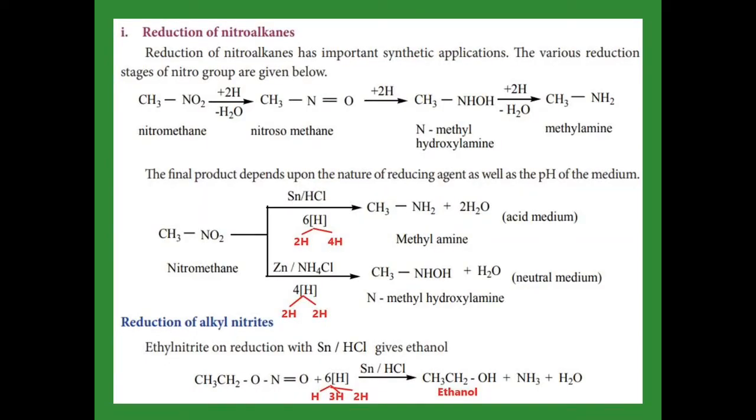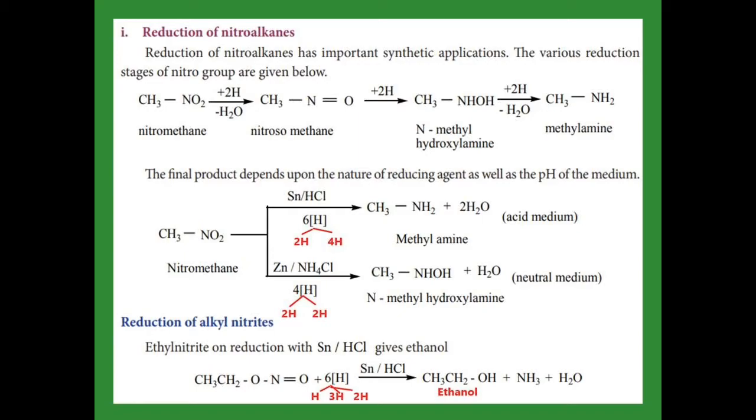In this slide, we are going to see the chemical properties of nitroalkane. First one, reduction of nitroalkane. What is reduction? Removal of oxygen and addition of hydrogen. See the example, nitromethane. First of all, here we are going to add hydrogen, but the hydrogen takes away one oxygen, so that 1 mole of water is removed, and we get nitrosomethane.